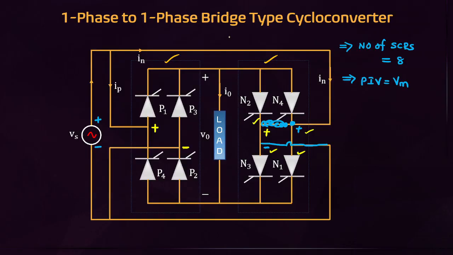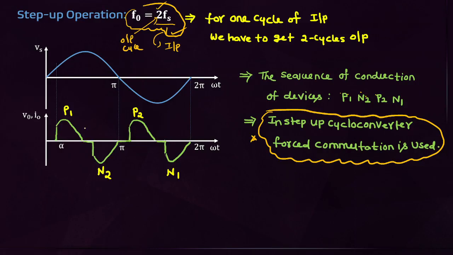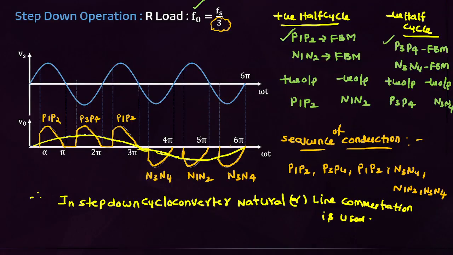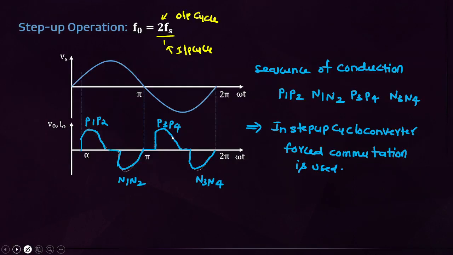Then this is a single phase to single phase bridge type cycloconverter. How many SCRs? 8 SCRs. The peak inverse voltage is Vm. In midpoint type cycloconverter, at a time how many devices are conducting? Only one device is conducting. But the waveform is the same here. At a time 2 devices are conducting here. First all the positive group, then all the negative group. If it is an odd number, device conduction angles are different. If it is an even number, device conduction angles are the same.